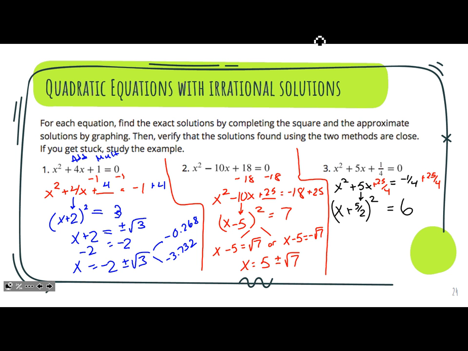And now we solve from here. So again, 6 is not a perfect square, so I can just say x plus 5 halves equals plus or minus root 6. And so x equals negative 5 halves plus or minus square root of 6. Okay, and there we go. So that's how you would handle completing the square in all these different cases. Yes, none of these have x-intercepts that are whole numbers, but you can verify that these are in fact true through Desmos if you would like.